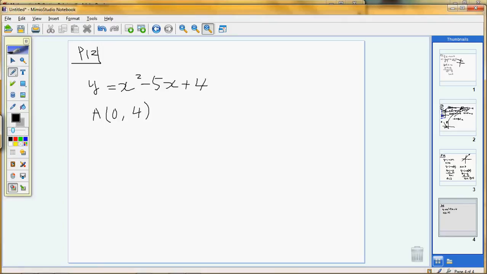So obviously 0, 4 satisfies because y is 4 and x is 0. So we have minus 5 times 0 plus 4. Obviously this is 0 and this is 0, and 0 plus 4 is 4, so this works. So this is not the correct answer because this satisfies the equation. So which one is not?